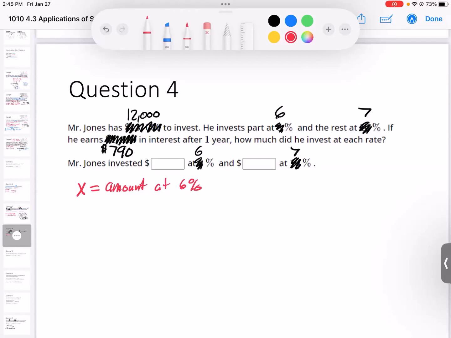Well, because 6 and 7 both start with S's, I was thinking I might use an S for one, but since they both start with S's, maybe we'll use the last letter. So X is for 6, and we could do N for 7 because it's the last letter. Whatever variable you want to do, it doesn't matter. I'm going to use N, so it reminds me that it's the amount at 7%, because 7 ends with an N, but you can choose whatever you want.